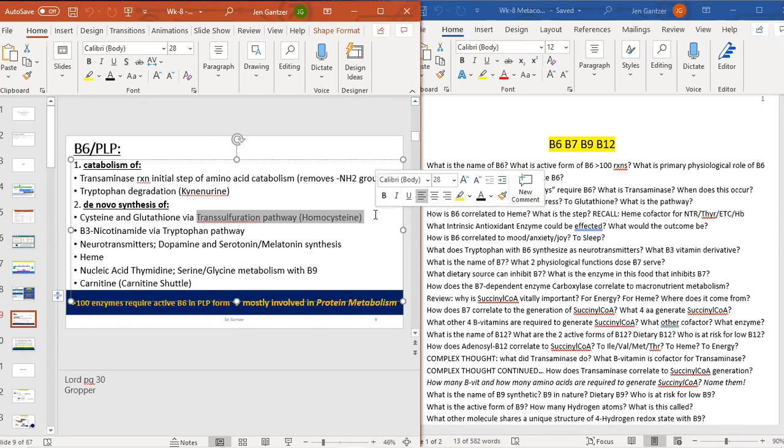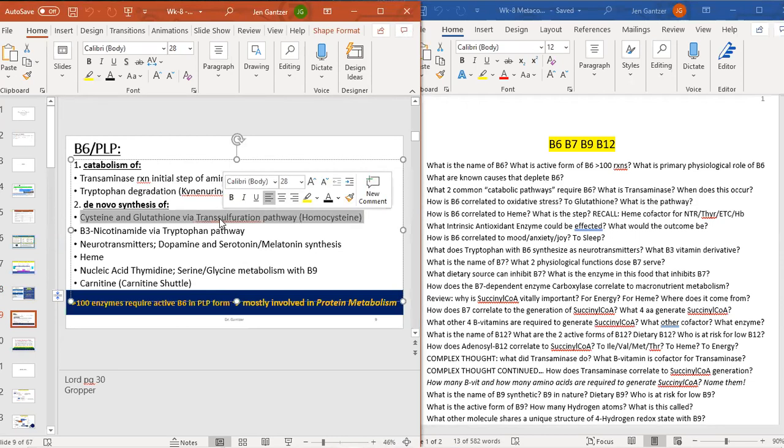And guess what? Our very important sulfur amino acid cysteine, which is the precursor for our intrinsic potent antioxidant tripeptide glutathione, is dependent on two steps that require B6, and that is your transsulfuration pathway. So if you are low in B6, then you have less efficient synthesis of glutathione.